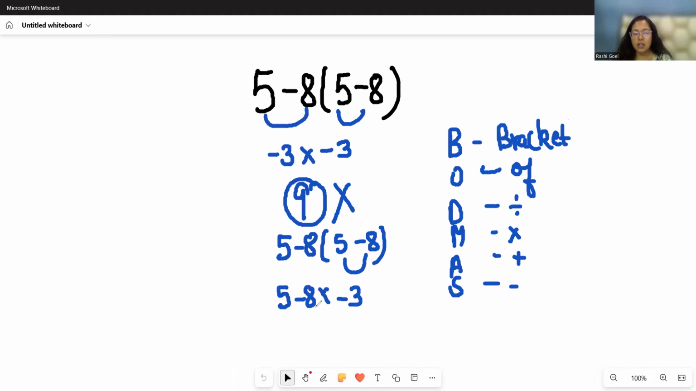So 5 minus 8 times 3. Now we have subtraction and multiplication, so we have to give priority to multiplication. So 8 times 3 is 24, and minus minus is positive. So 5 plus 24 is 29. So what is the correct answer? 29, not 9. I hope it's clear and you find it useful.